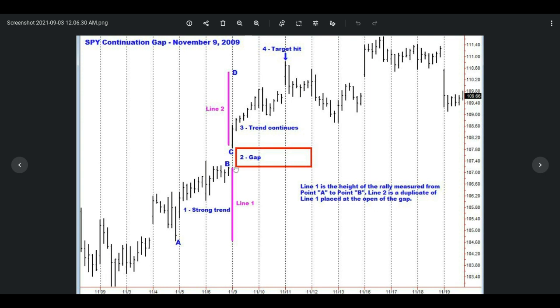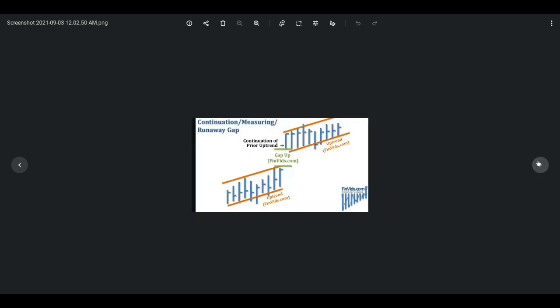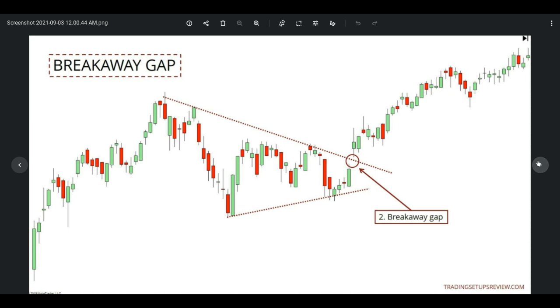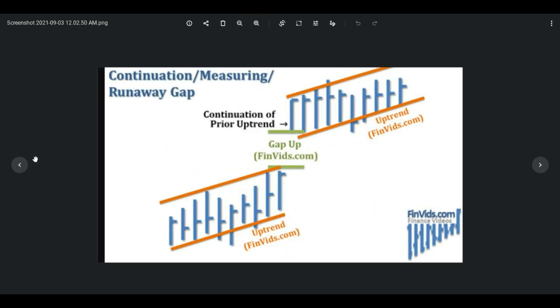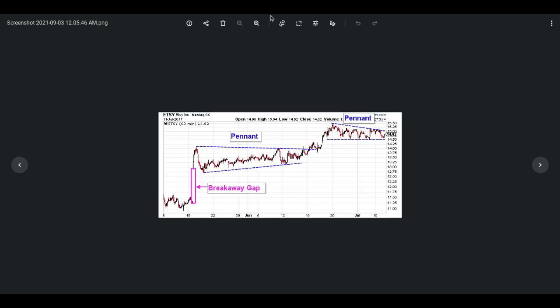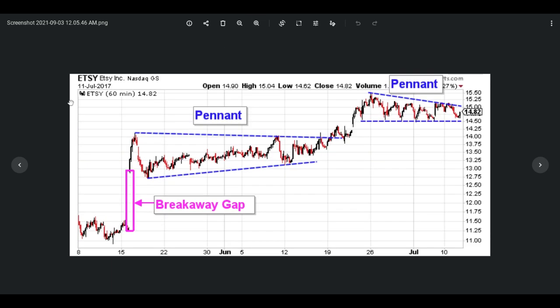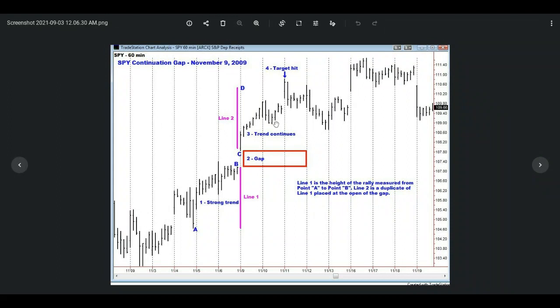This is the gap. And again, this is the breakaway gap. This is the gap. It's another breakaway gap. And this is the last one we went over, the continuation gap.